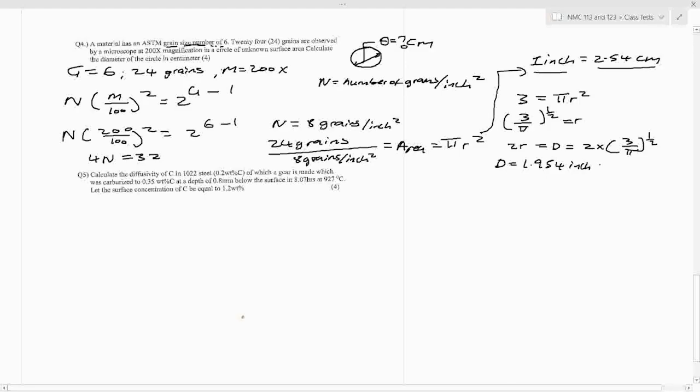And subsequently, with the conversion, therefore the diameter is 4.96 centimeters. This is approximately 5.0 centimeters. Hopefully this makes sense. Let's move on to the next question.